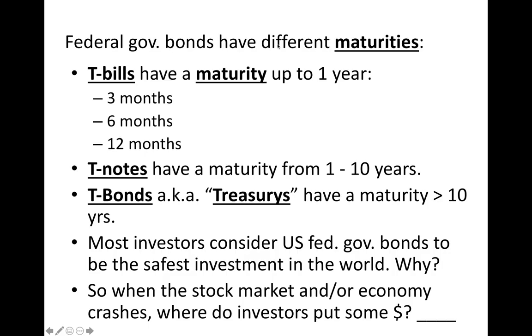Federal government bonds have different maturities. In other words, they last different lengths of time. T-bills have a maturity of up to 1 year.